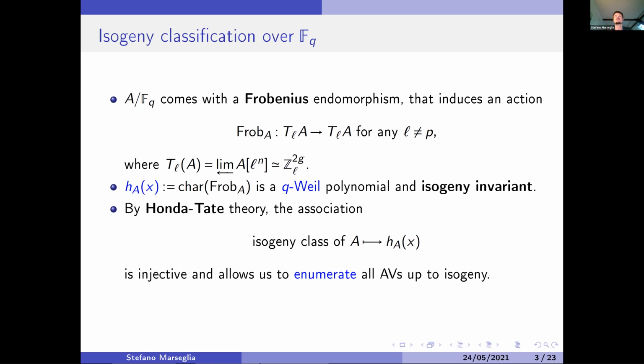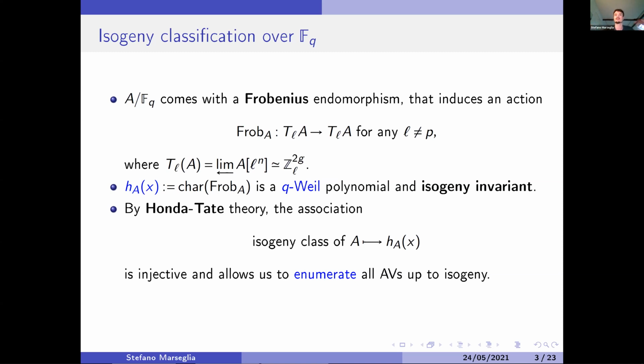Moreover, this association is also almost surjective. With this, I mean that if you make a list of all the characteristic polynomials of Frobenius of a fixed degree, let's say degree 2g, then up to removing a few of them according to a very explicit rule, you get that all the remaining ones are characteristic polynomials of Frobenius. So you can enumerate all Abelian varieties up to isogeny just using these q-Weil polynomials.